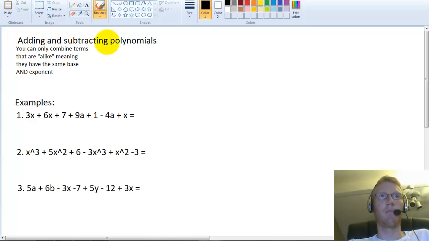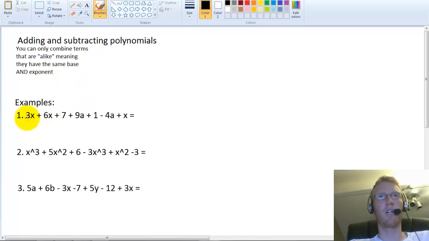Fantastic. So, adding and subtracting polynomials. This is pretty simple. All you have to do is, you've heard this before, it's called combine like terms. When you're adding and subtracting polynomials, you can only combine terms that are alike. What does it mean to be a like term? It means that they have the same base and the same exponent, but their coefficient could be different. The coefficient is the number in front of the variable. So they have to have the same base and the same exponent.